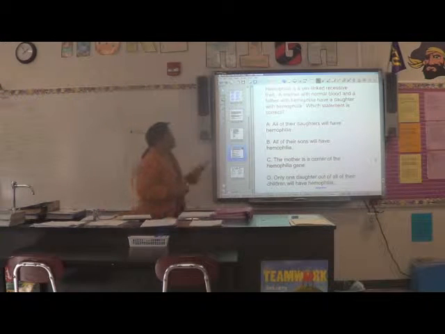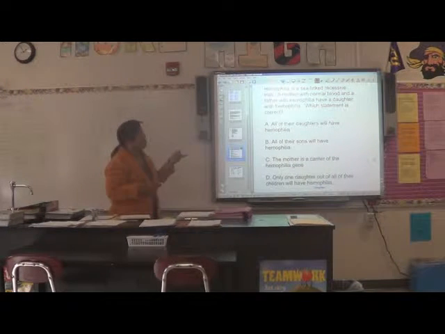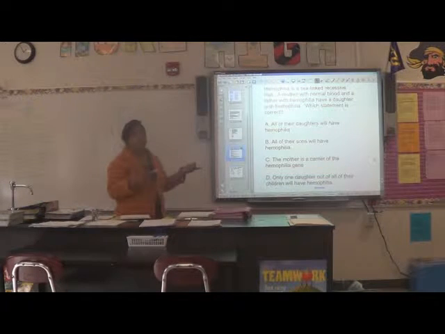As always, we start with our bell ringer, and today we have a sex-linked recessive trait. Hemophilia is a sex-linked recessive trait. A mother with normal blood and a father with hemophilia has a daughter with hemophilia. Which statement is correct? Now with this one, we're going to have to work our way backwards.